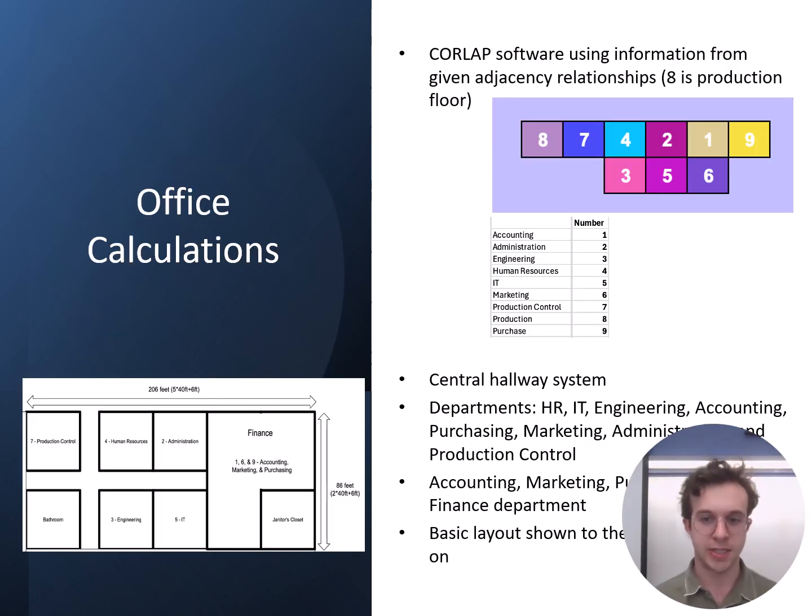For the office calculations, we were given an adjacency relationship chart within the case document, and we plugged that into the CORELAP software using our own described weights. And this was the layout that was given. Expanding on this, we added a central hallway and also merged the three departments of accounting, marketing, and purchasing into a singular finance department. And the basic layout with all these taken into account is shown on the left.